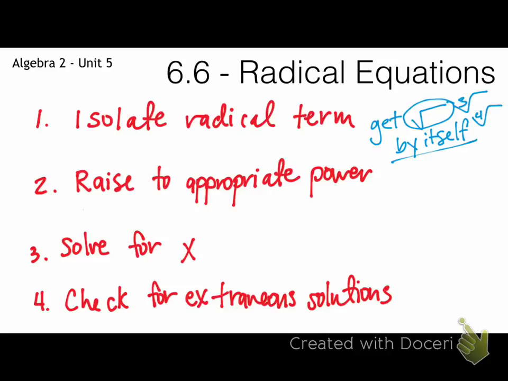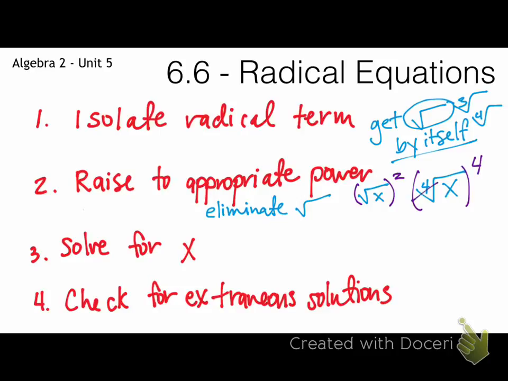by itself. Then you want to raise to the appropriate power, so you want to eliminate the stuff under the root. So if I have the square root of x, the way to raise it to the appropriate power would be x squared. Or if I have the fourth root of x, raising it to the appropriate power would be to the fourth power. So that's just going to eliminate my radical. Solve for x and then check for extraneous solutions.